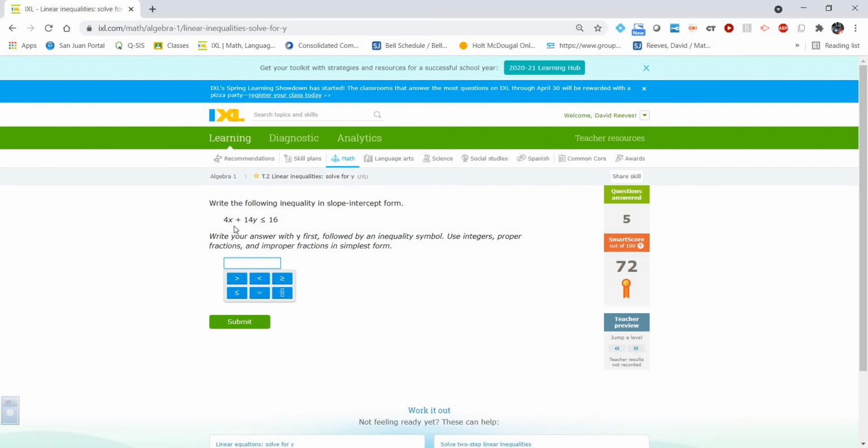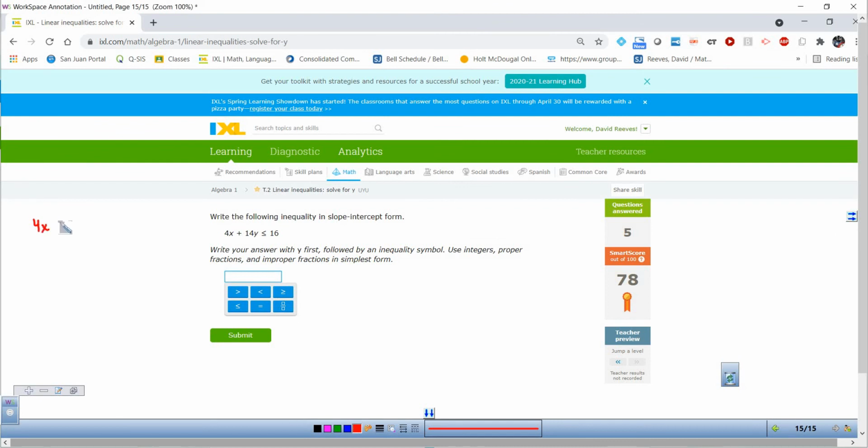Similar idea here. Subtract 4x, divide by 14. That one's just about the same. Same thing here. It doesn't look like they're going to give us anything more challenging than that, but I cannot finish on getting one wrong. I can't allow that. So here we go. I'm going to finish this one up correctly. I'm going to first subtract 4x from both sides because my goal is to solve for y, not for x. So I get 14y is less than or equal to negative 4x plus 16.